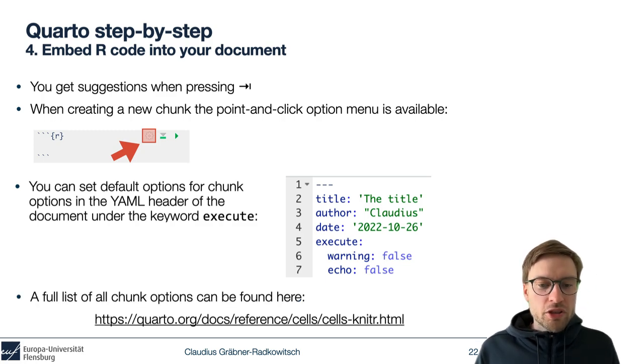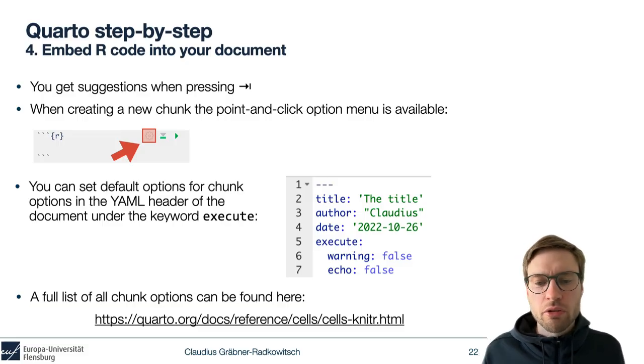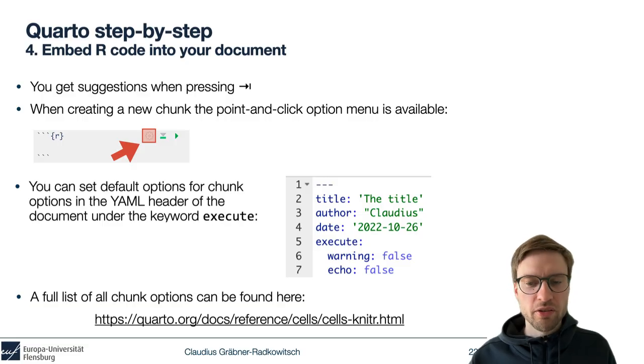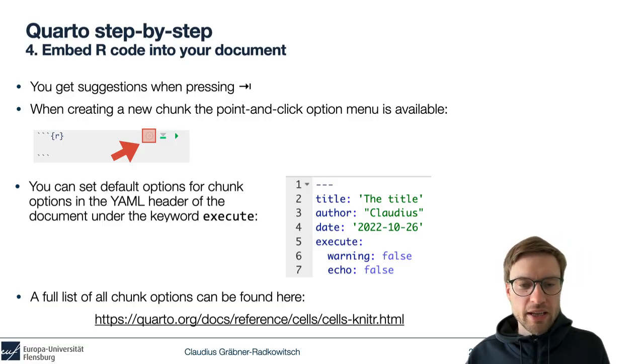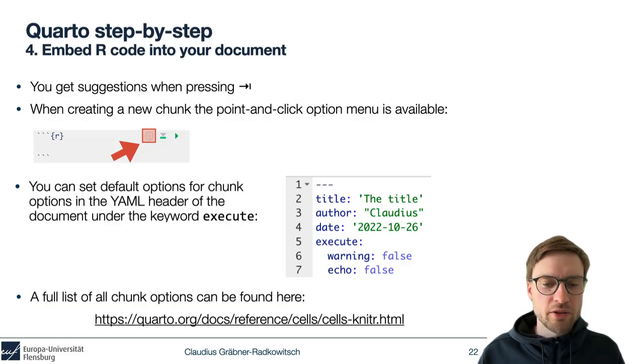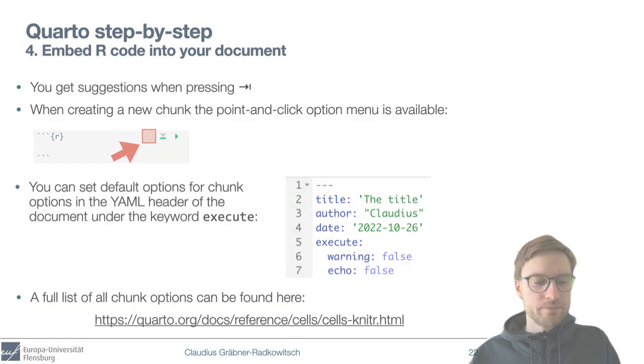A full list of all chunk options can be found in the Quarto documents. And I would really recommend to just scroll through this reference to see what is possible, and then just go along and write your documents. And whenever you find, okay, I actually would like to change this and that in my final document, you might either remember something from this reference list, or you go there directly again and you look it up.